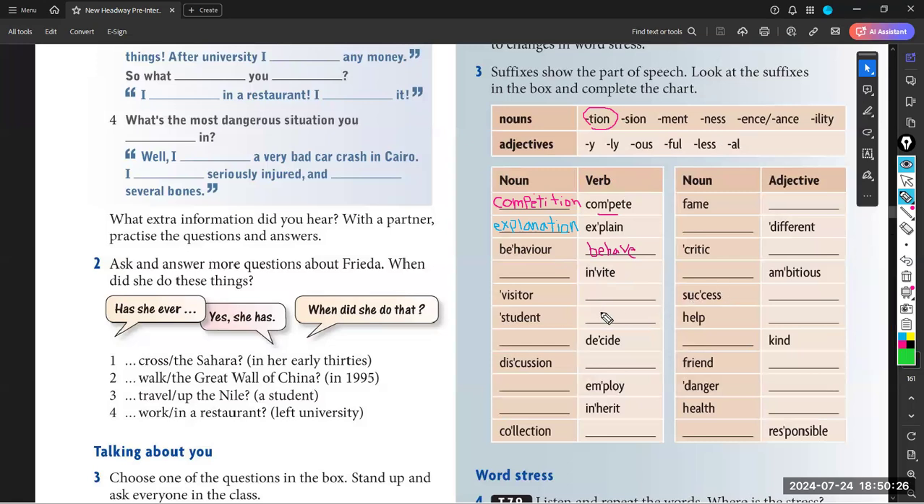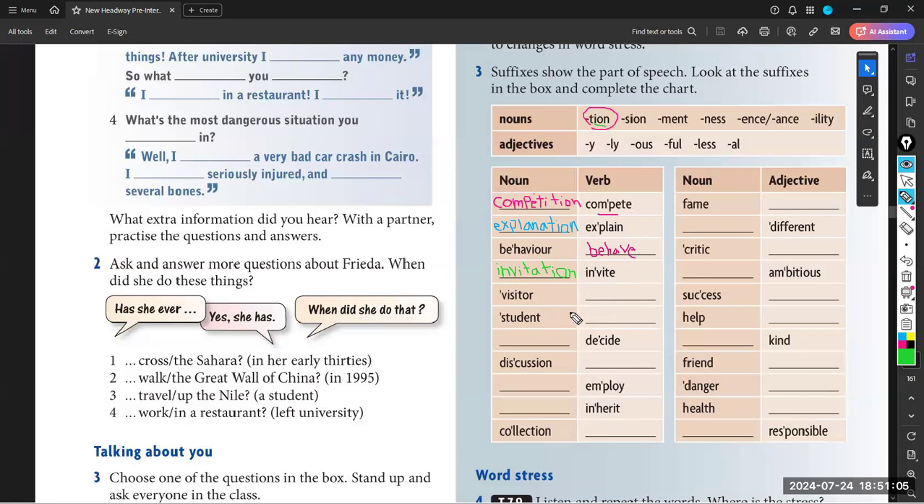Now we have invite as a verb, but the noun is, invitement, are you sure? Invitely. Guys, if someone invites you to go to his or her party, this is called what? This is invitation. Okay? So, invitation. And absolutely, now I have to write T-I-O-N. Invitation. So, to have an invitation, that means someone invited you.